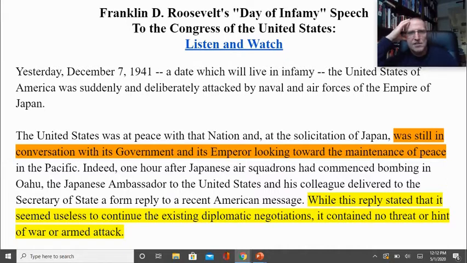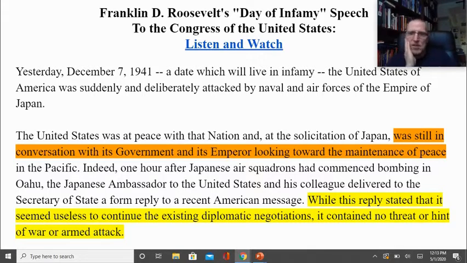Yesterday, December 7th, 1941, a date which will live in infamy, the United States of America was suddenly and deliberately attacked by naval and air forces of the Empire of Japan. The United States was at peace with that nation and, at the solicitation of Japan, was still in conversation with its government and its emperor, looking toward the maintenance of peace in the Pacific. Indeed, one hour after Japanese air squadrons had commenced bombing in Oahu, the Japanese ambassador to the United States and his colleague delivered to the Secretary of State a formal reply to a recent American message. While this reply stated that it seemed useless to continue the existing diplomatic negotiations, it contained no threat or hint of war or armed attack.